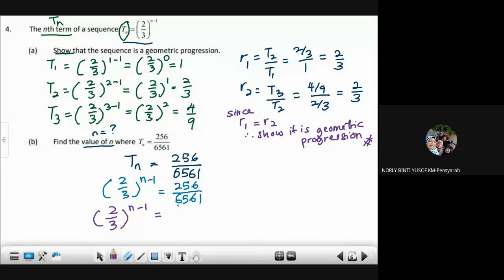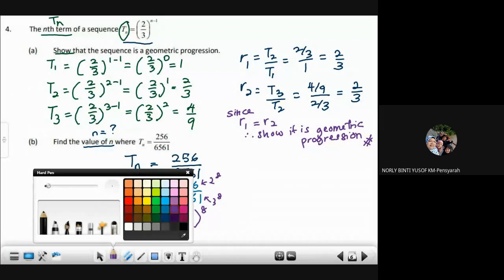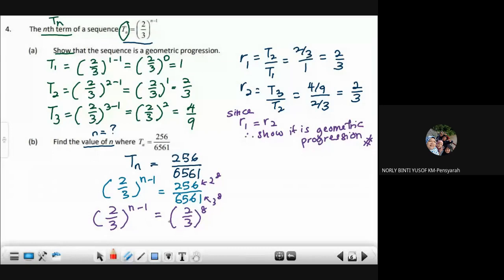Lepas tu 3 boleh turun tak kuasa untuk 6,000. So you pun tekan calculator, you akan dapat 3 kuasa 8. Cuma try and error lah kan kat calculator. 2 kuasa 8, ni 2 kuasa 8, ini 3 kuasa 8. Jadi atas bawah kuasa yang sama, so 2/3 kuasa 8. So base dah sama, so power kita boleh samakan. N tolak 1 sama dengan 8, N sama dengan 9.